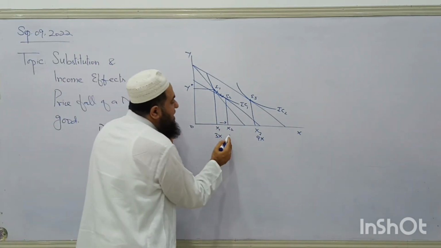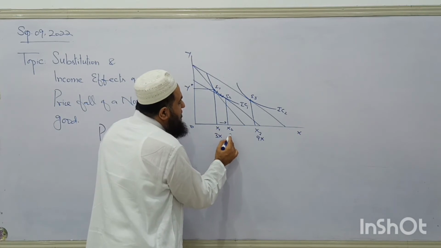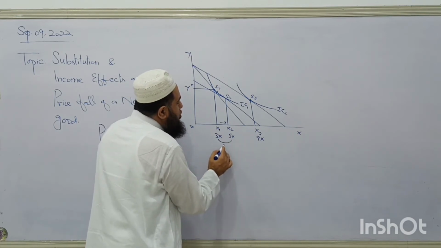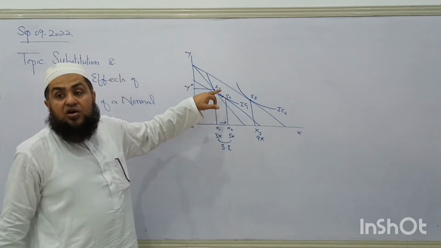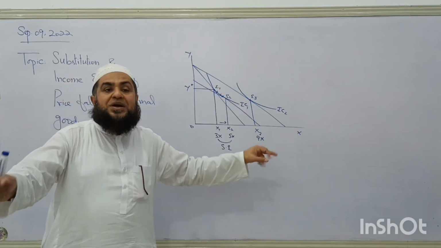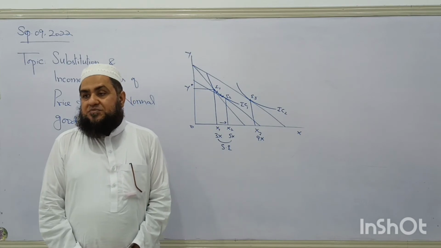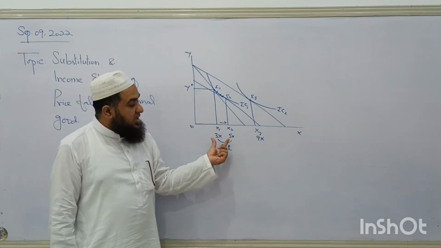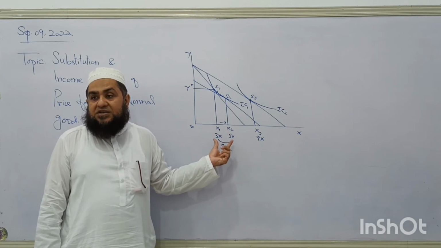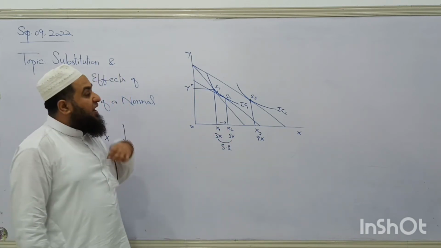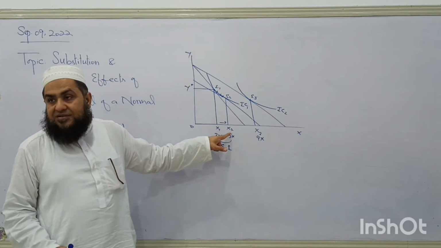So this effect, can I say this is 5 of X? The 2 units have been increased by the consumer if he remains along the previous indifference curve at the new price level. This is called what, Alina? The substitution effect of the decreasing price of X. Clear?